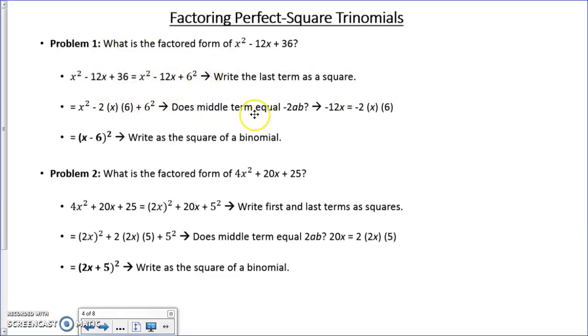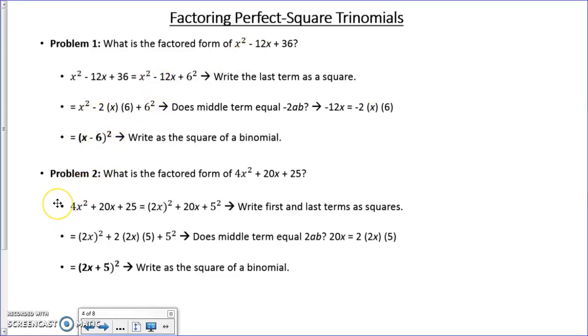So then we have to ask, does the middle term equal negative 2 times a times b? Negative 12x equals negative 2 times x, which is a, times 6, which is b. So is that equal to negative 12x? That is. So our final answer is x minus 6 quantity squared. We're doing minus because the original problem had minus.